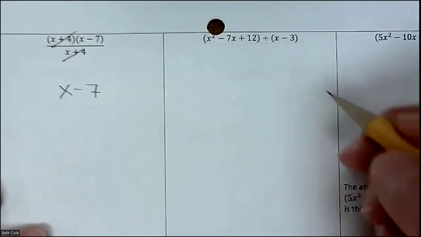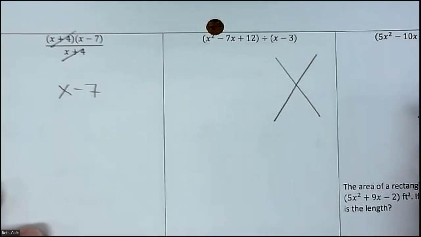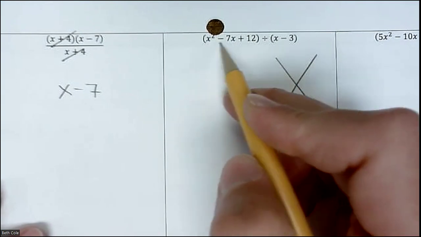Now this one, you're going to have to actually work out. Draw yourself an X. We're looking at this right here, x squared minus 7x plus 12.